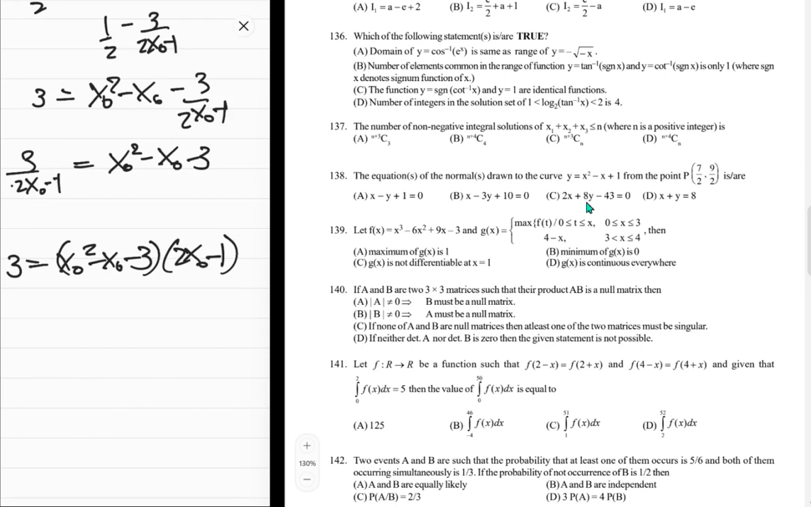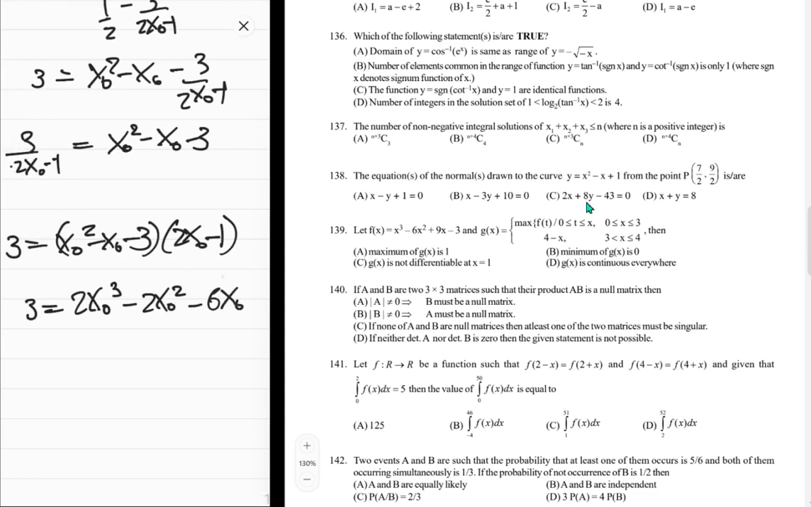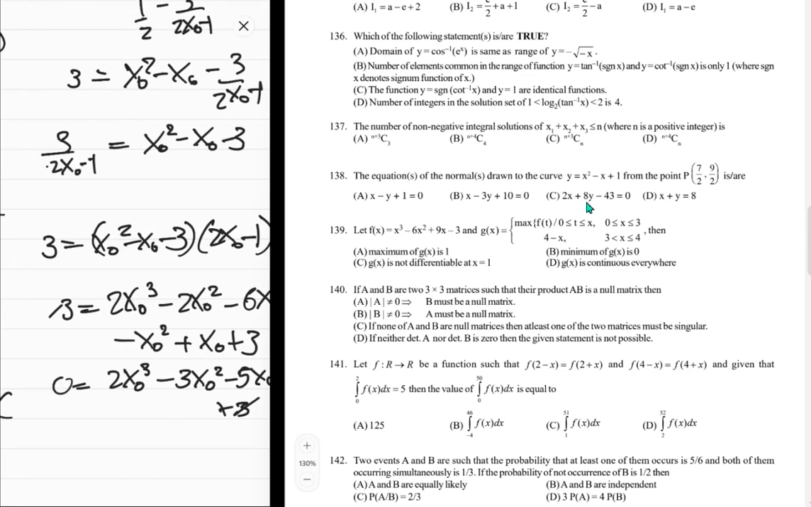We have to find all three x naught values, and we have to find all three equations. This is just a lot of work. 3 equal to 2x naught cube minus 2x naught square. And there's no other way, because we need all three individually, so it's got to be like that. Minus 6x naught minus x naught square plus x naught plus 3, I think. It's just 2x naught cube minus 3x naught square minus 5x naught plus 3. Hey, this cancels. Cool, at least that. Oh okay, we directly got one 0.